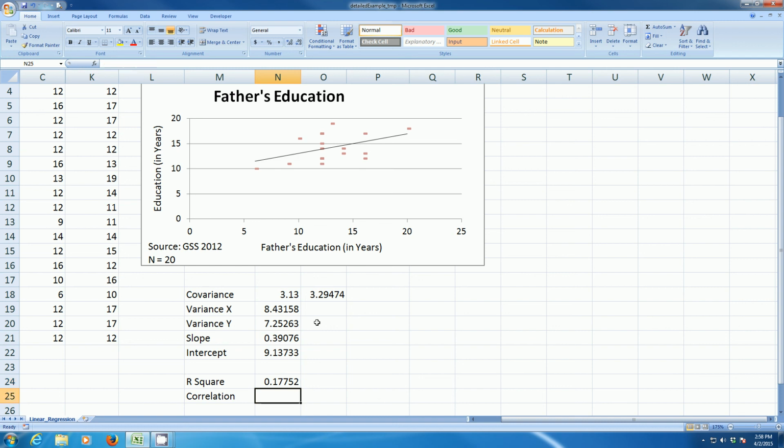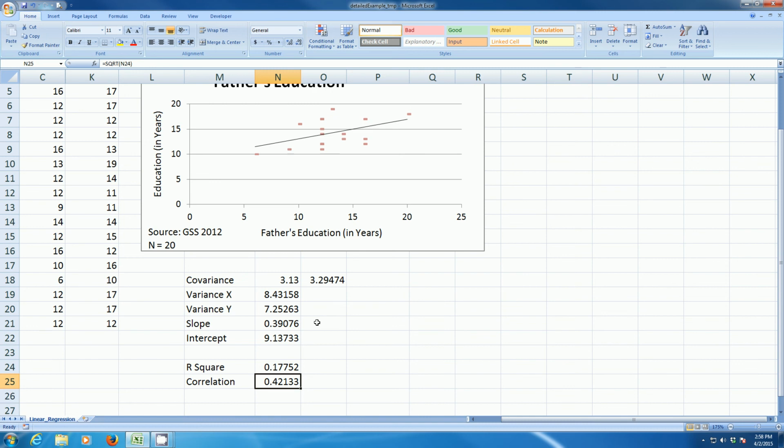Now remember that we can also calculate the coefficient of correlation from the coefficient of determination, r squared. To calculate r from r squared, we just take the square root of the r squared, and we get a value of 0.42. Again, that tells us that there's a moderate, positive relationship between father's education and respondent's education. That's a fairly robust relationship, although again, there are probably a lot of other factors that relate to the respondent's education other than just father's education. But this seems to have at least a moderate fit.